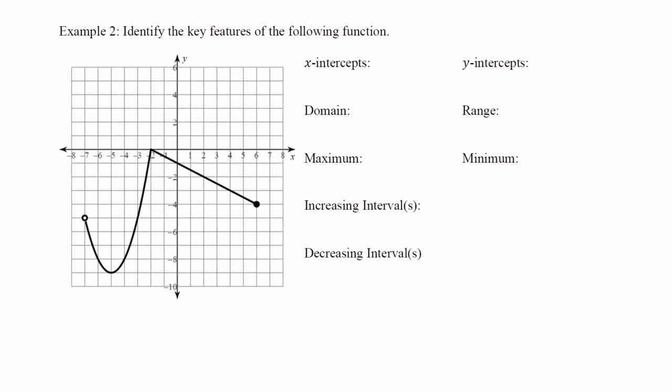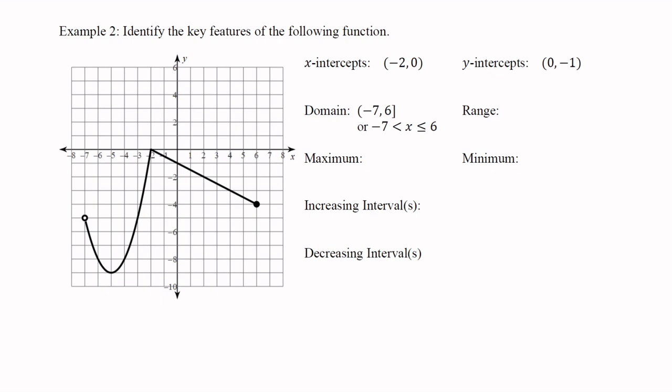For this example, our x-intercept, we do touch the x-axis at -2, 0. Our y-intercept is at 0, -1. That is where we cross the y-axis. Our domain, our leftmost x value is -7, but we don't include it because we have an open dot. Our rightmost value is 6, and we include that because we have a closed dot.